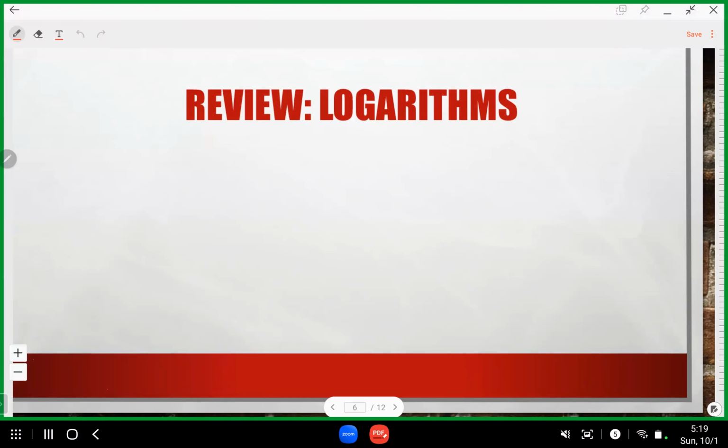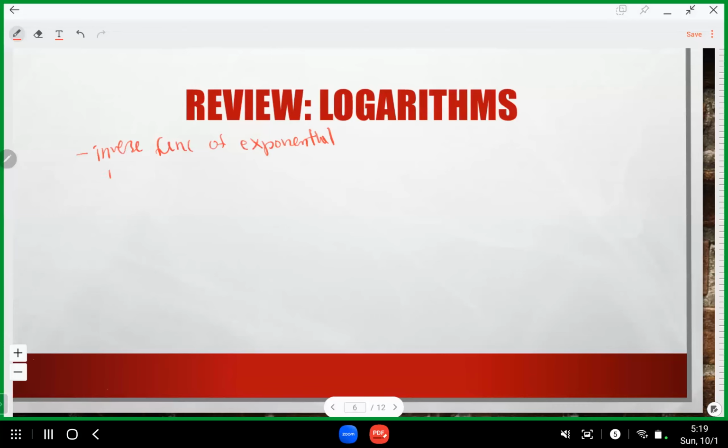Okay, so I'm going to need some audience participation from this. So let's see here. What exactly is a log again? Well, a log is inverse function of exponential.